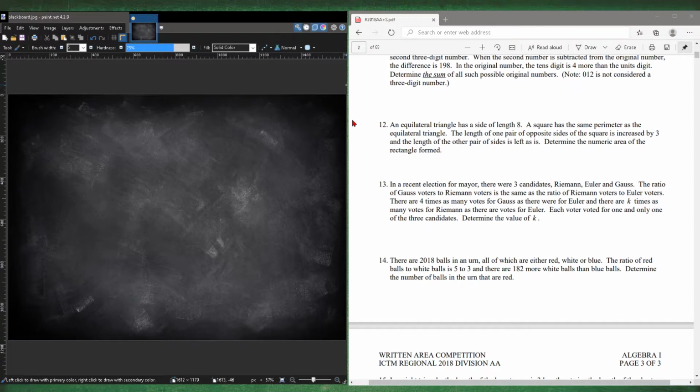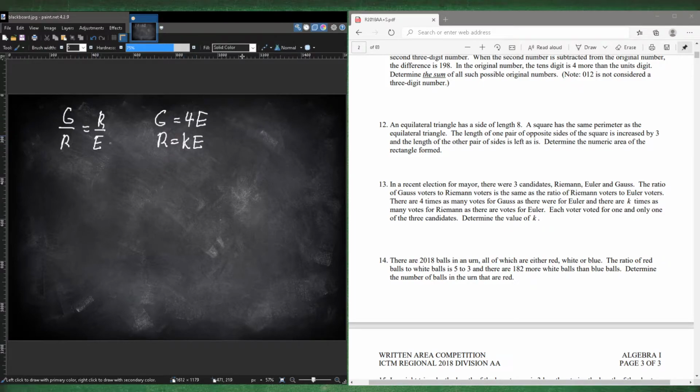In a recent election for mayor, there were three candidates, Riemann, Euler, and Gauss. The ratio of Gauss voters to Riemann voters is the same as the ratio of Riemann voters to Euler. I'm not exactly sure how to pronounce Euler, but I usually say Euler. There are four times as many votes for Gauss as there were for Euler, so Gauss is four times Euler, and there are k times as many votes for Riemann as there were for Euler. So Riemann is equal to k times Euler.